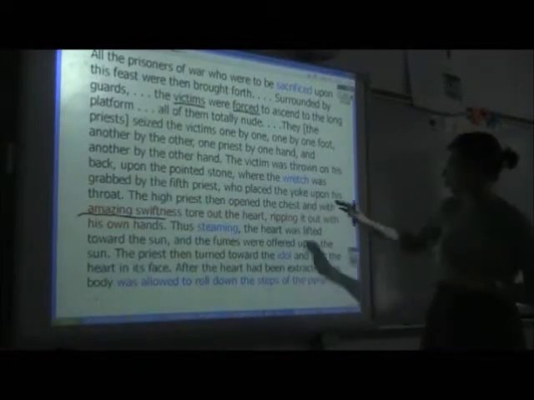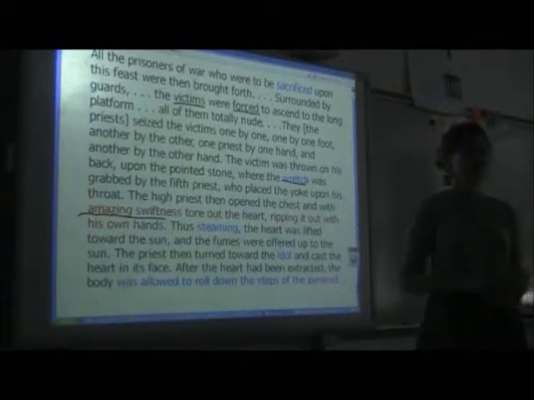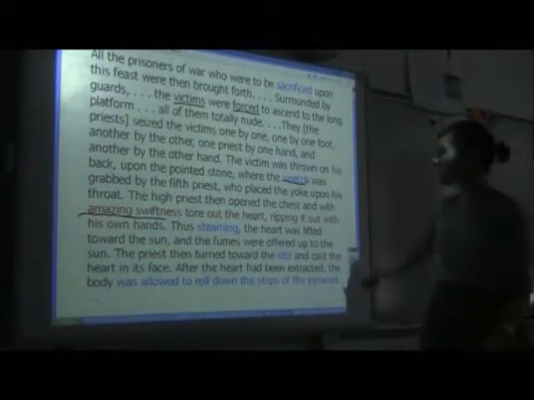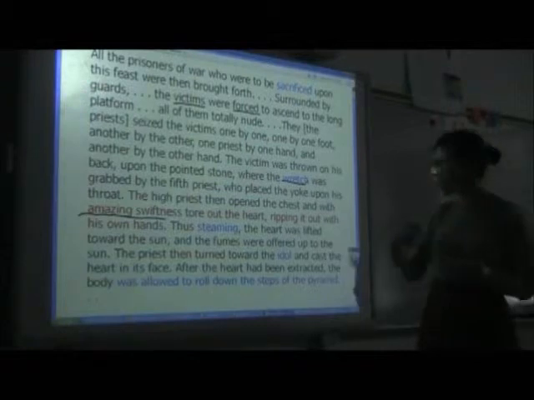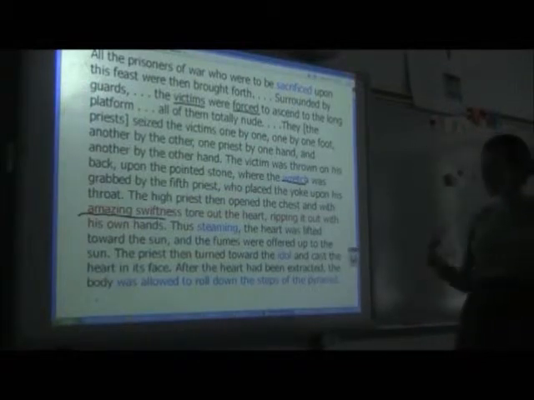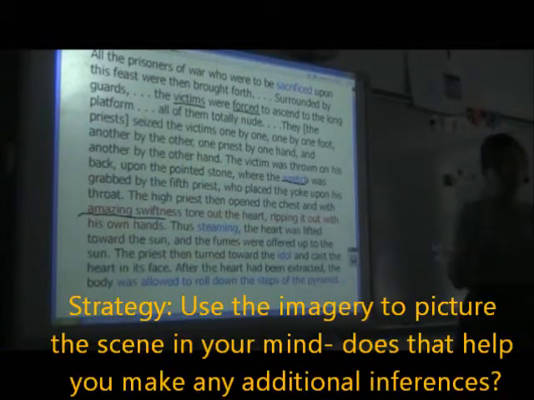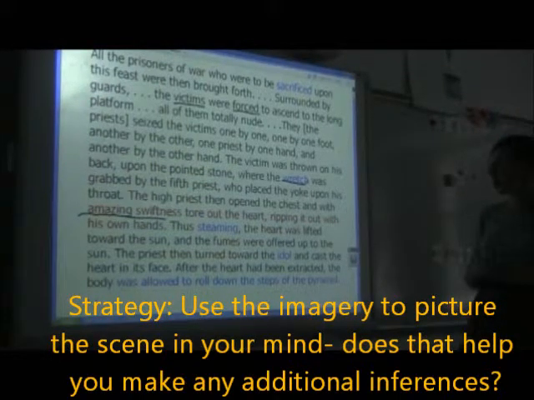Again, we have another word, wretch, where it shows that he is a victim. He is very put upon, this poor man that they're sacrificing. Placed the yoke upon his throat. The high priest then opened the chest with amazing swiftness. This inference we've already made, tore out the heart, ripping it out with his own hands, thus steaming. Good visual here. The heart was lifted toward the sun, and the fumes were offered up to the sun.